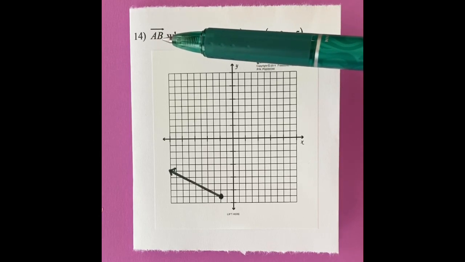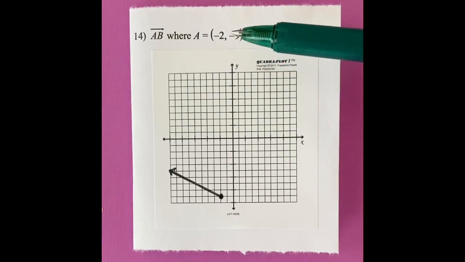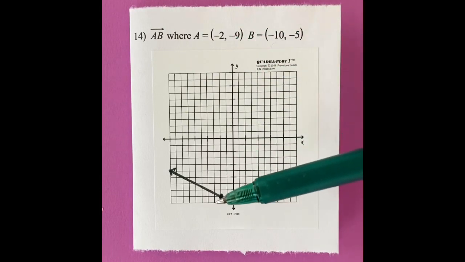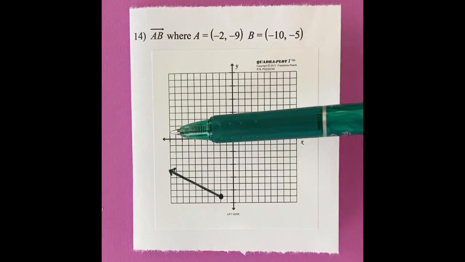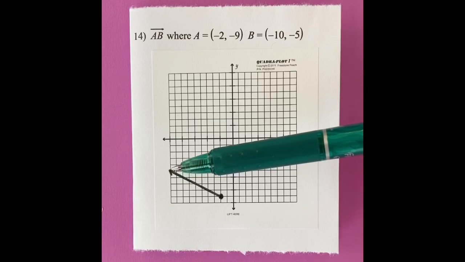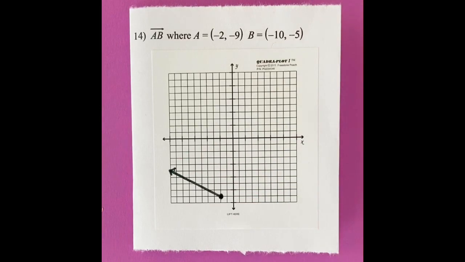To draw a graph of vector AB, because A comes first, A will be the tail, and B comes second, so B will be the head. I plot the point (-2, -9), and that becomes the tail. I plot the point (-10, -5), that becomes the head, and we connect the tail to the head, and we have graphed vector AB.